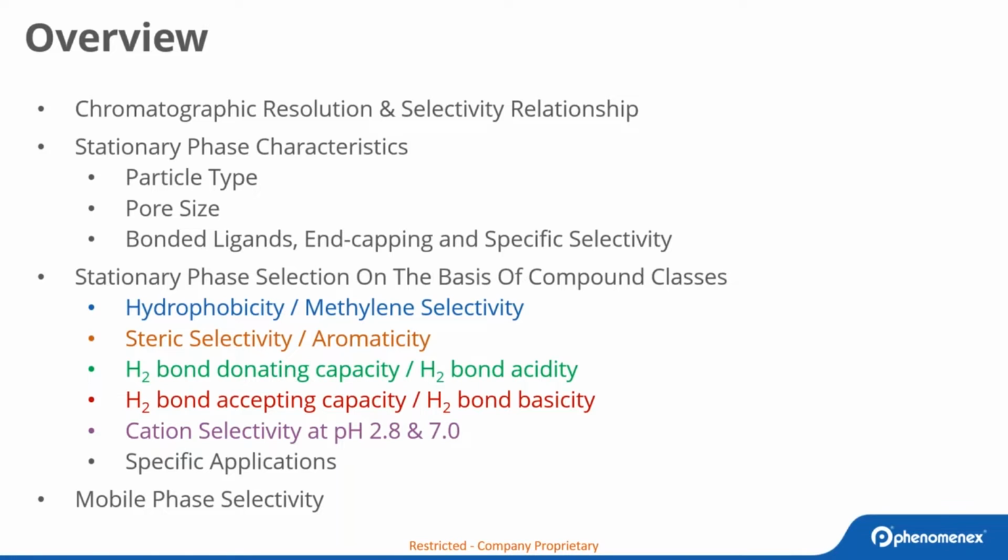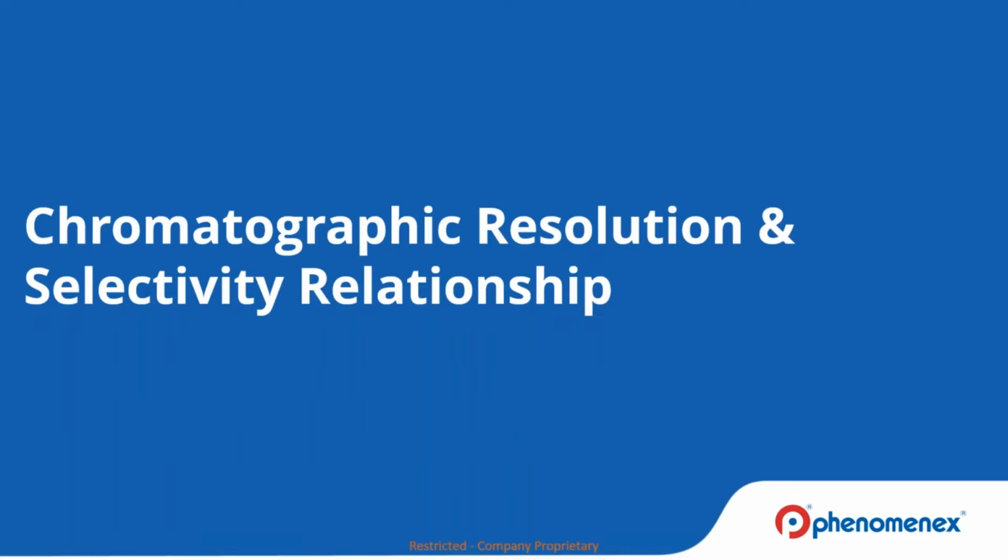So this would be hydrophobicity, methylene selectivity, steric selectivity, aromaticity, hydrogen bond donating capacity, hydrogen bond accepting capacity, cation selectivity at different pHs, specific applications, and then finally, we'll talk about mobile phase selectivity, which sometimes gets a little bit overlooked. So we'll jump into chromatographic resolution and the selectivity relationship.